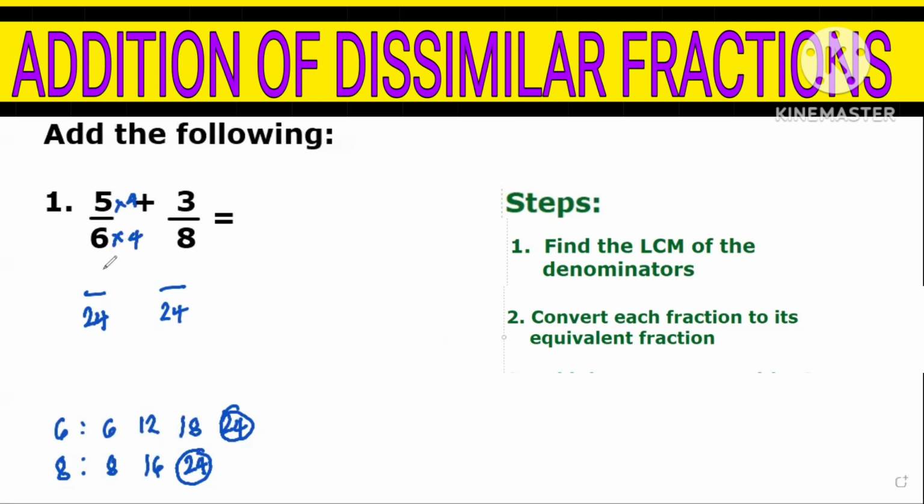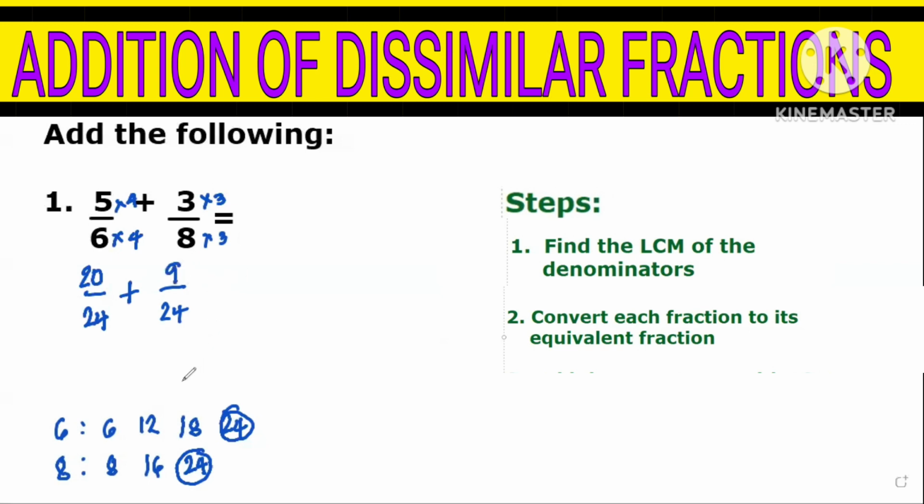So, multiply 5 by 4, we get 20. Now, for 3/8 naman, saan natin minultiply ang 8 para maging 24? Diba sa 3 yan? So, we also multiply 3 by 3, yung numerator natin, to get the same value as 3/8. And that is 9/24.